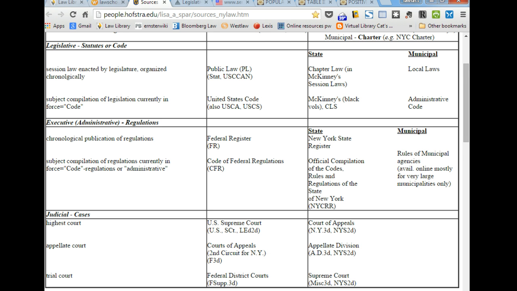Okay, and as I mentioned, for municipalities, only the largest really have their agencies issue regulations that are then published so we as lawyers can find them somewhere. So the example, as you can see on the chart, New York City publishes its rules. For other municipalities, if their agencies do issue their rules, I'm not sure that you can find them published anywhere. You'd have to actually contact that particular municipal agency.